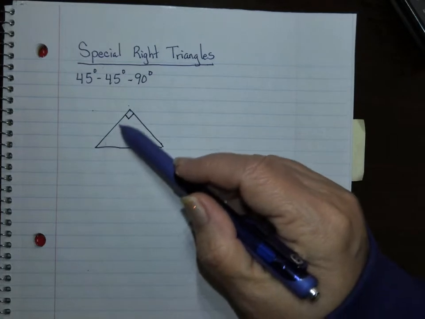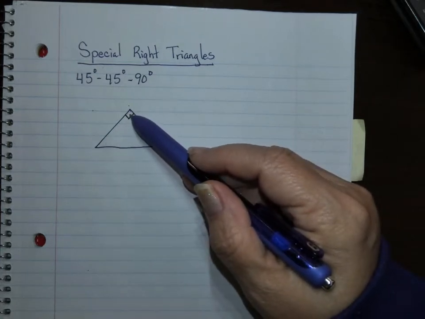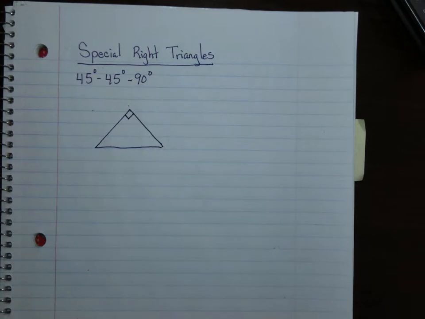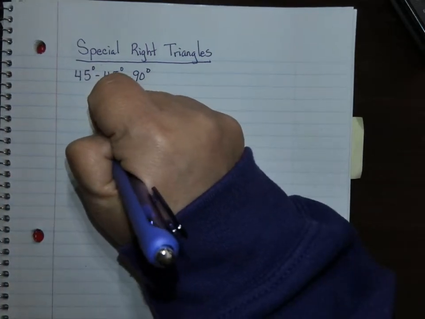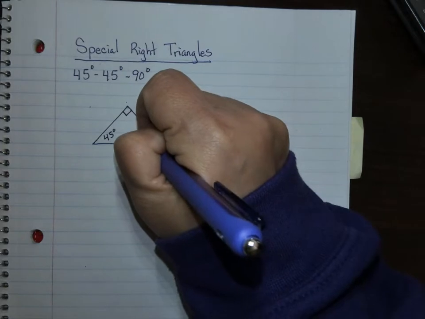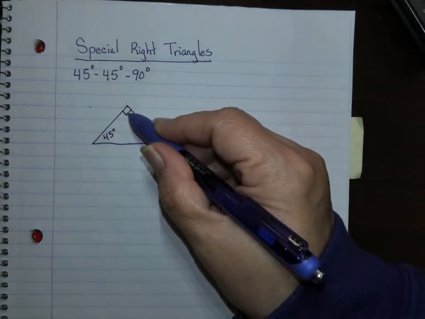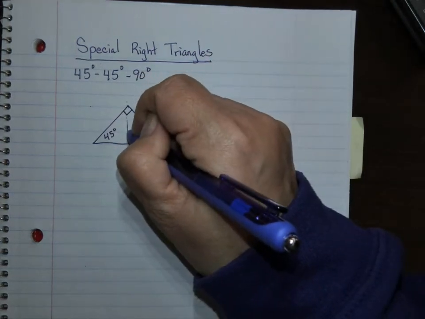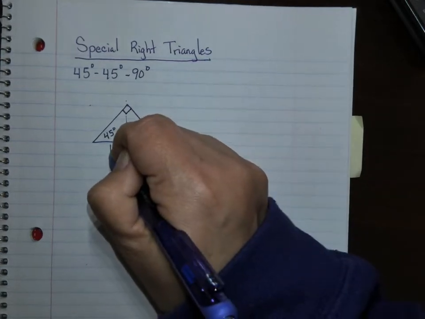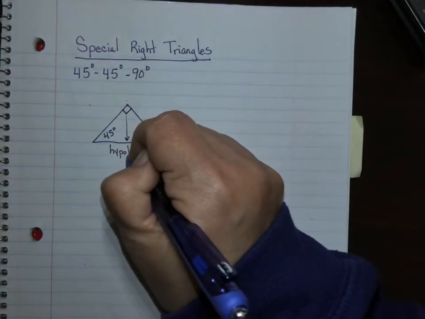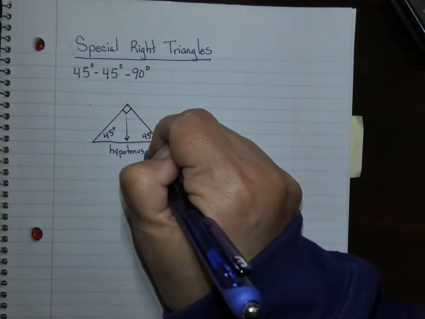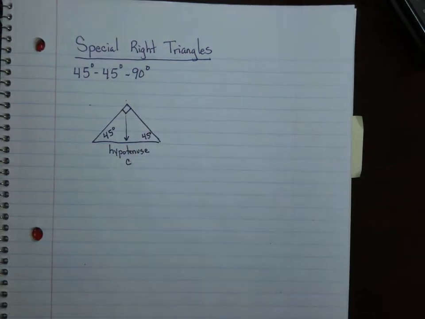So you want to draw a triangle that's got a 90 degrees right there. This angle is 45 degrees, and this angle is 45 degrees. So here's what we know about this triangle. It's a right triangle, so across from the right angle, this is the hypotenuse. I'll put a letter C there for hypotenuse.